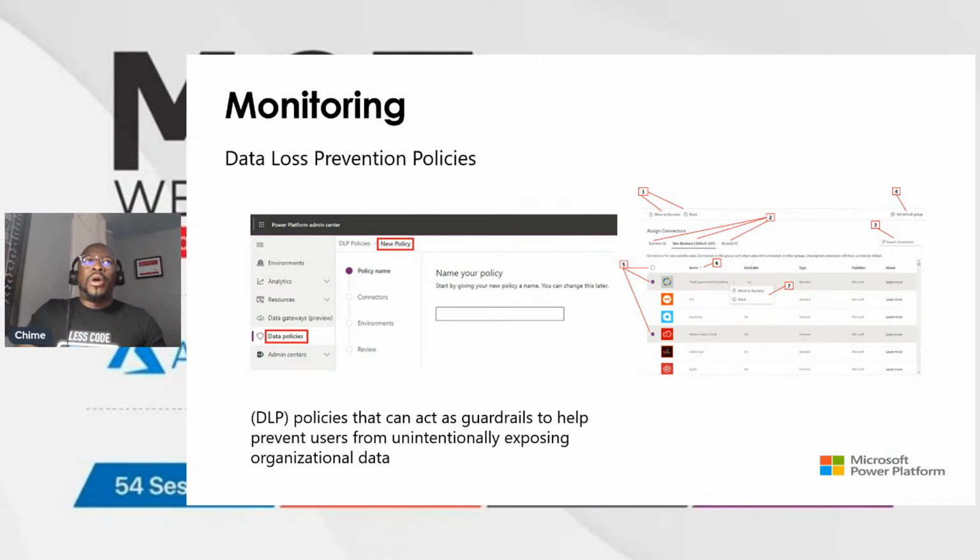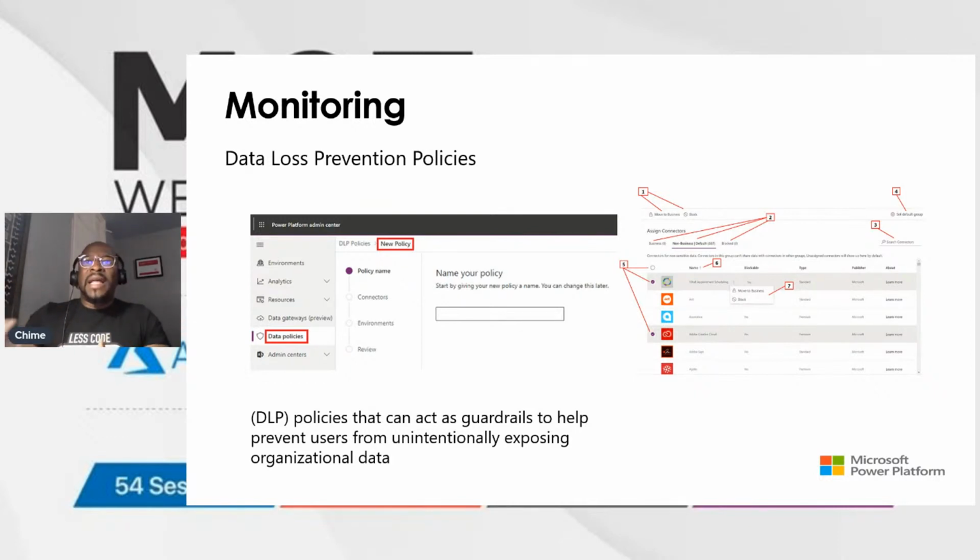Application, you can come in here and move it to, say, a business connector, just to guarantee people are not messing around with the data and things like that. This is basically what the DLP policy process is all about. You give the policy a name, and you classify what connectors you want within that policy.